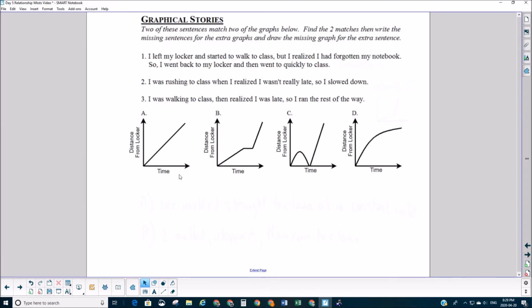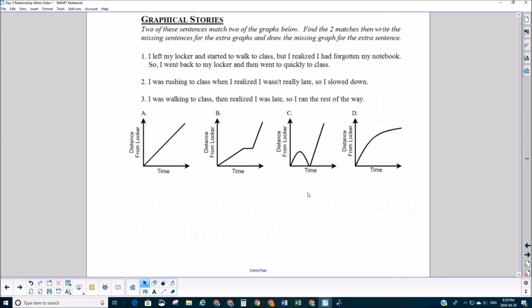The second half of that worksheet is this challenge. So how this works is you're going to try and match up these sentences with these graphs. What I'm telling you is that only 2 of the sentences match 2 of the graphs. So there's 3 sentences here. Only 2 have a match. That means a third one does not have a match. Okay? So you're going to find the 2 matches, and then you'll be left over with 1 sentence without a match and 2 graphs without a match.